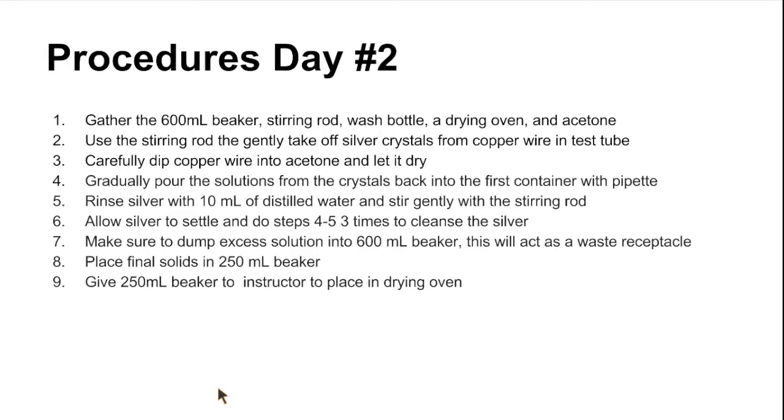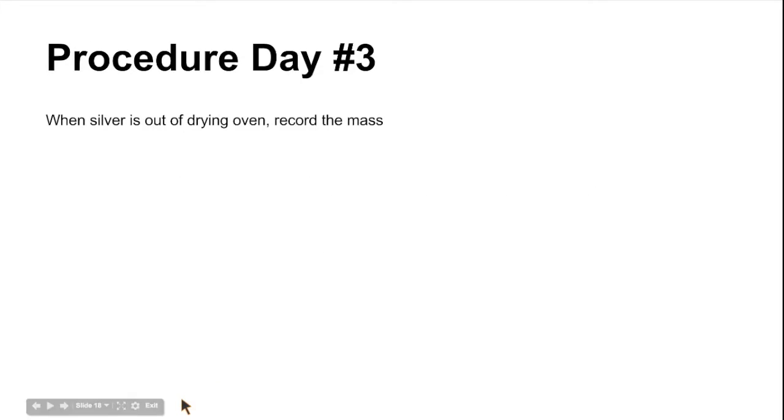Rinse the silver with 10 milliliters of distilled water and stir gently with the stirring rod. Allow the silver to settle and do steps 4 through 5 3 times to cleanse the silver. Make sure to dump the excess solution into the 600 milliliter beaker, as this works as your trash can. Place final solids in the 250 milliliter beaker. Give the beaker to your instructor, in this case Ms. Nguyen, to place in the drying oven. Day 3 is a very easy day. Once the silver is out of the drying oven, record the mass in grams.